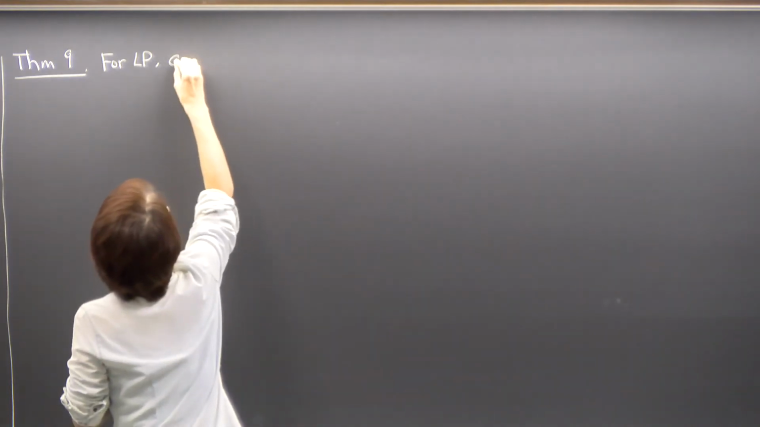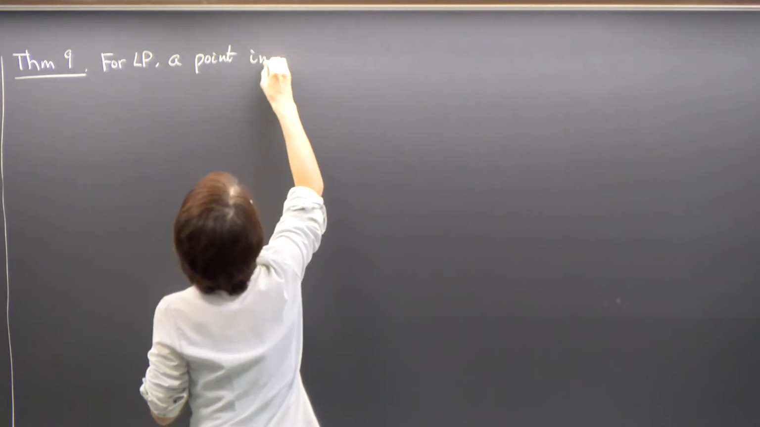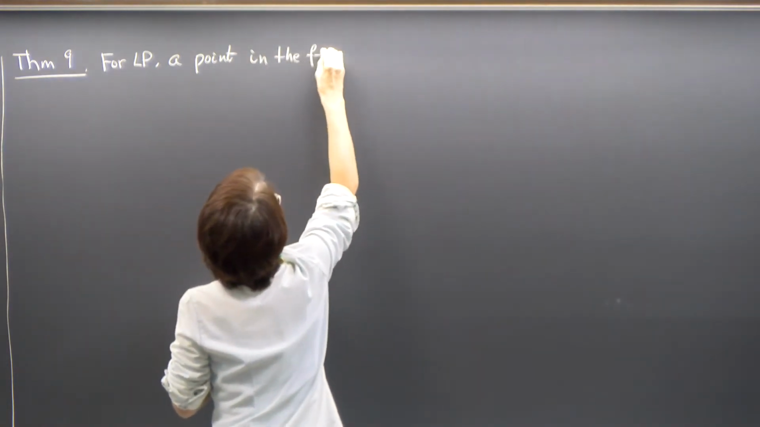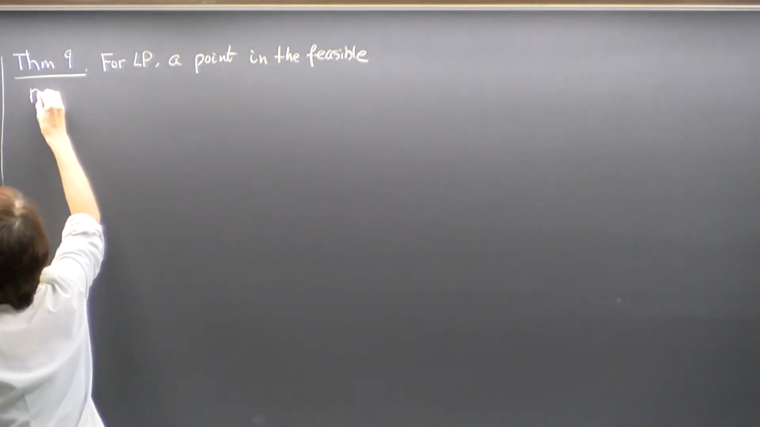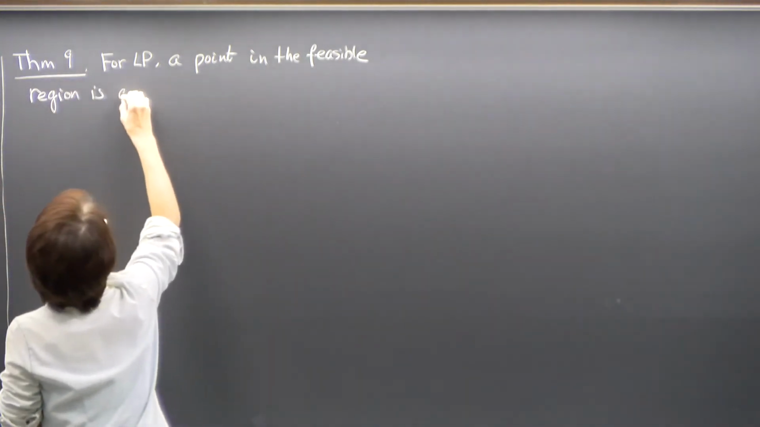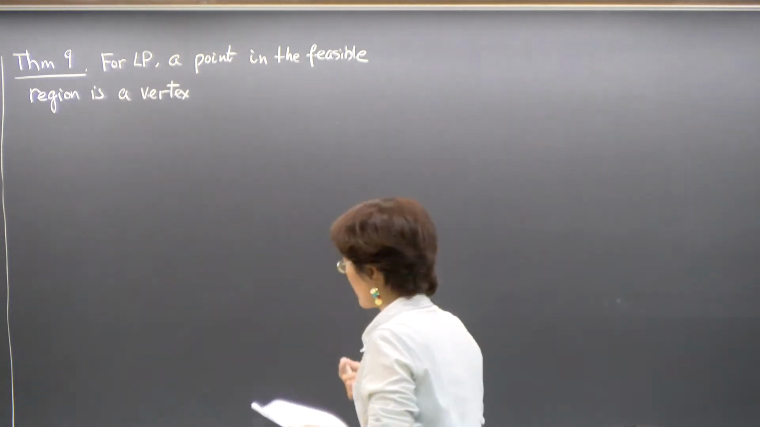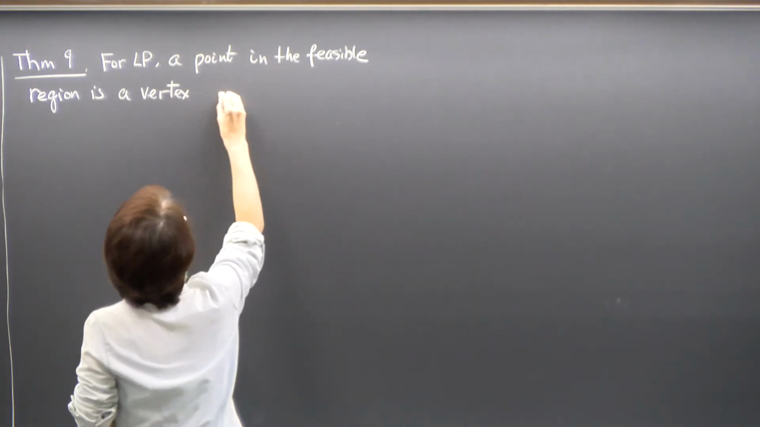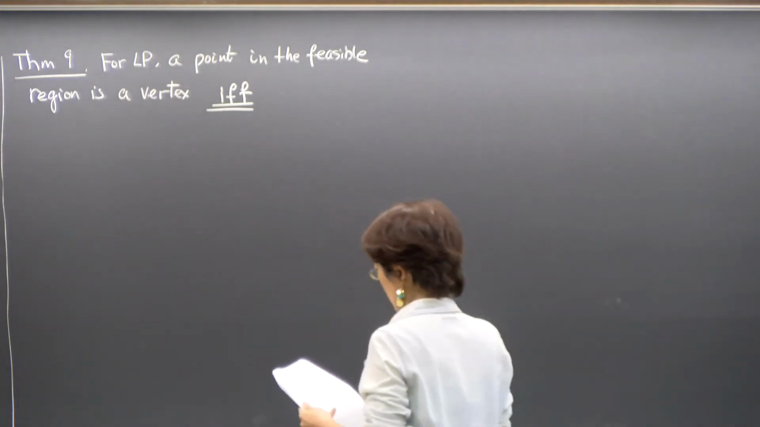Okay, so for our linear programming problem, a point in the feasible region is a vertex. So this is a very strong statement. Well, let me put it up first. If and only if, okay, that means equivalent.